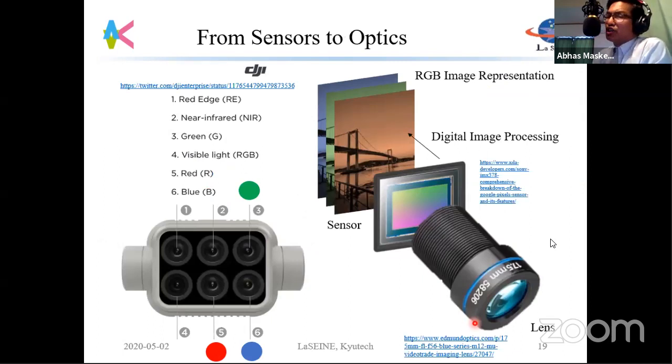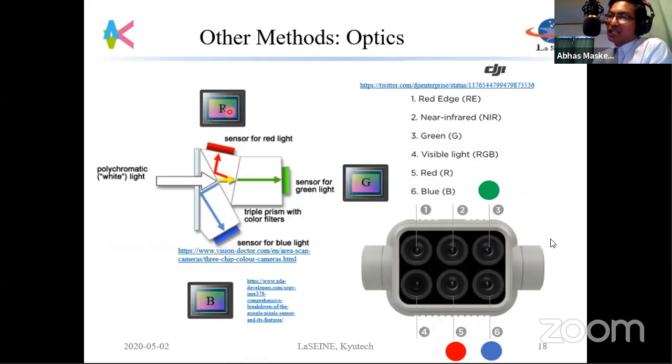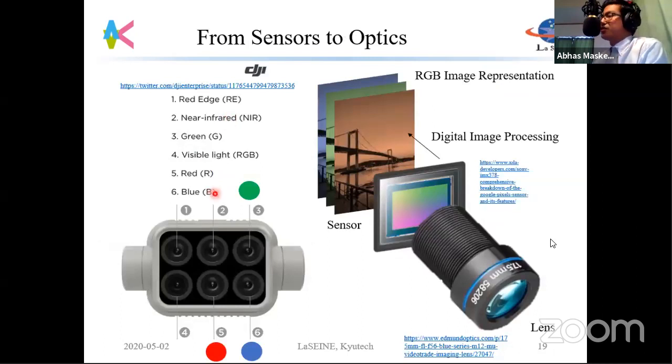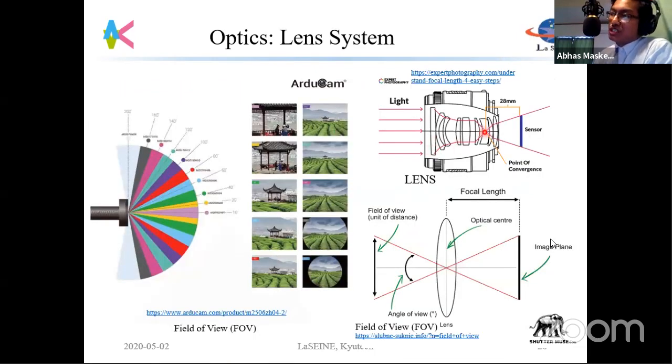But just because we put the sensor out like this doesn't mean we'll capture the light. We need to focus the light onto the plane. To do that, we need to have a lens. That's where optics comes into play. We need optics to focus the light onto the sensor.